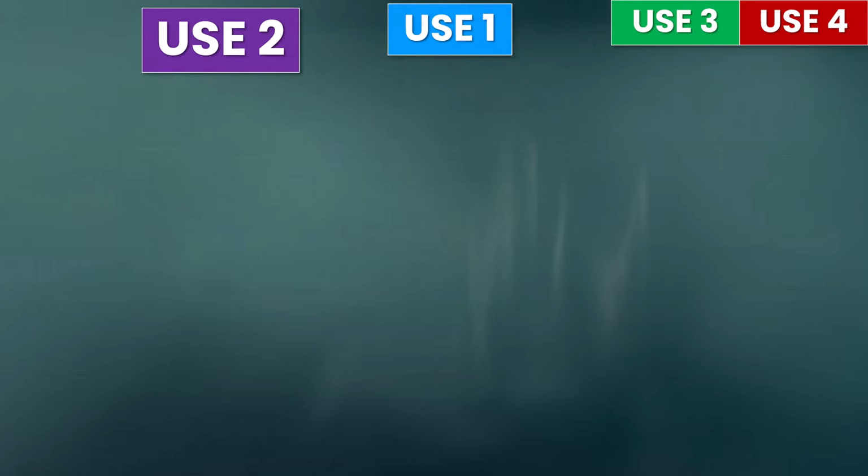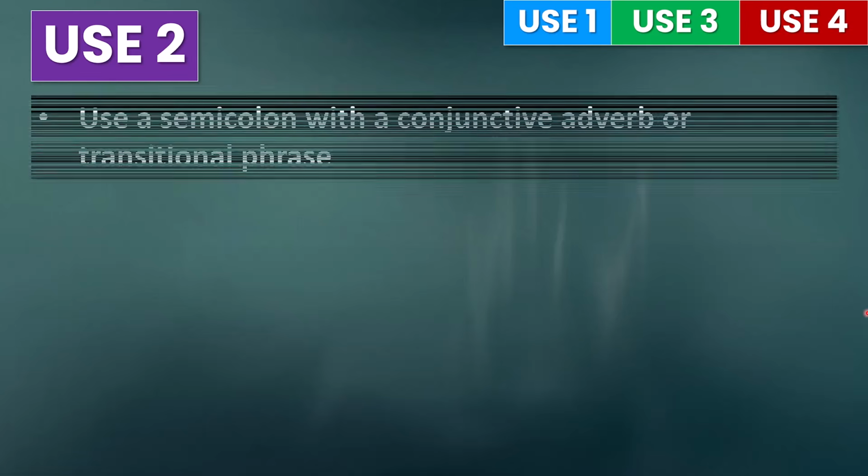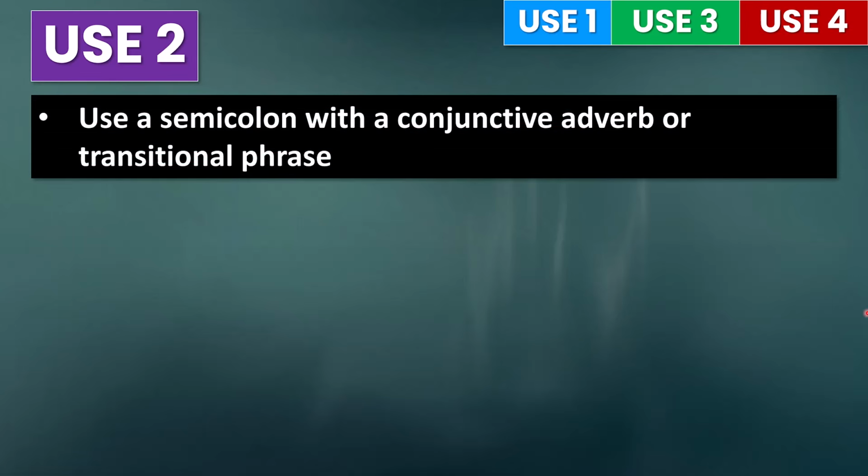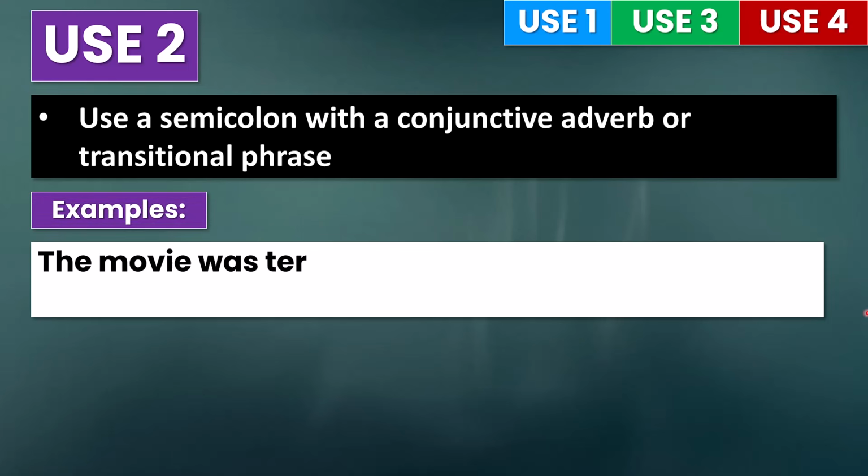Now let's go on to use 2. So rule number 2 is that we can use a semicolon with a conjunctive adverb or transitional phrase. So when you're joining 2 independent clauses with words like however, therefore, nevertheless, moreover, etc., you can use a semicolon before the conjunctive adverb and a comma after it. So let's look at an example.